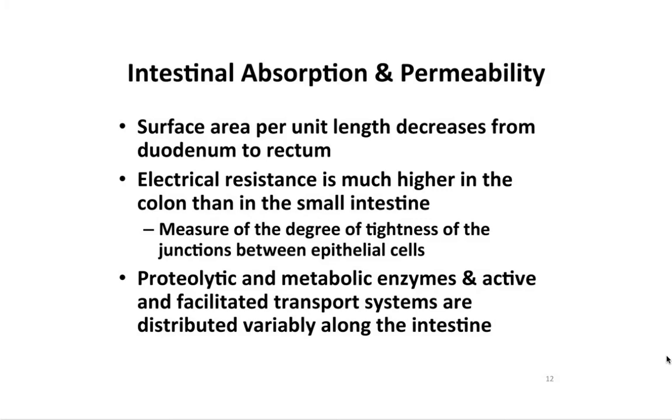and hence, the small intestine naturally favors absorption of molecules from that area. Now, proteolytic and metabolic enzymes and active and facilitated transport systems are also expressed variably along the intestine. And so there are some regions of the intestine where you would see a preponderance of transporters when compared to other regions, and hence drugs tend to be absorbed from that particular region much, much faster.